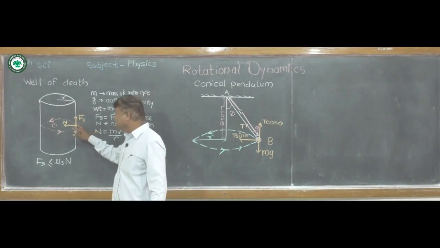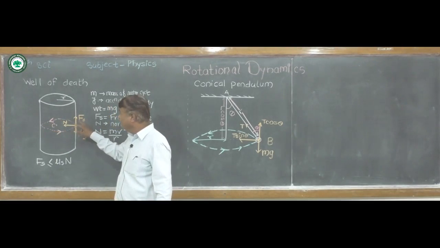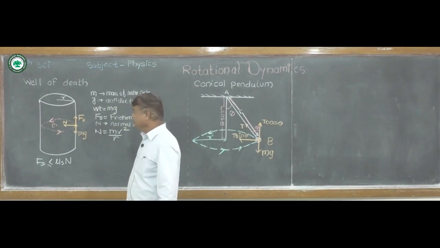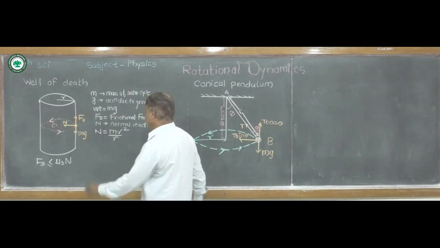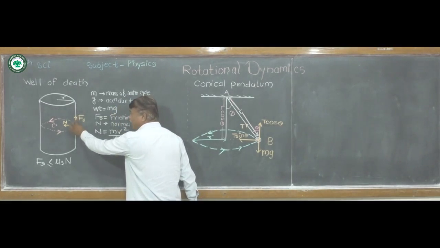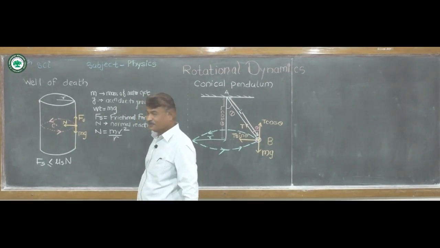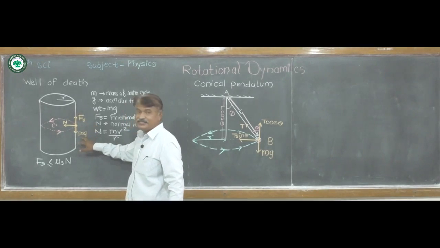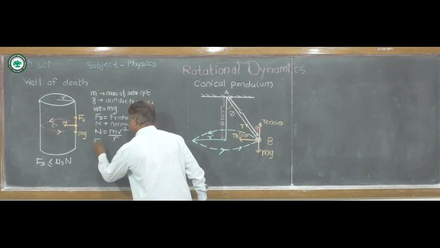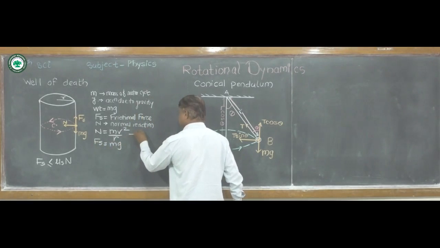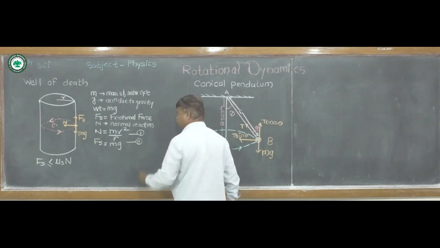Now when this motorcycle is revolving inside the wheel of death in a horizontal circle, there is a frictional force in a vertically upward direction. This frictional force is along the walls of the wheel of death in a vertically upward direction. This frictional force is balanced by the weight of the motorcycle. So we write this frictional force is equal to mg. Consider this as equation 1, and N equal to mv square upon r as equation 2.